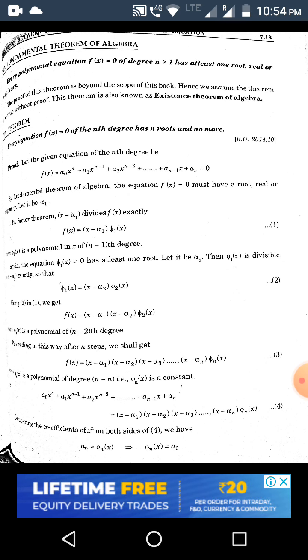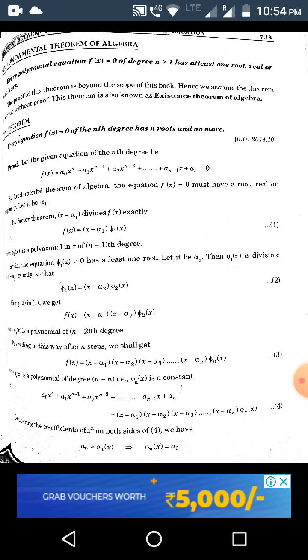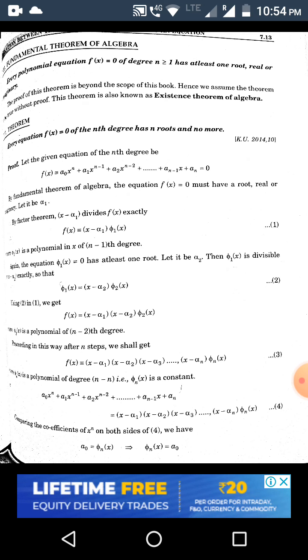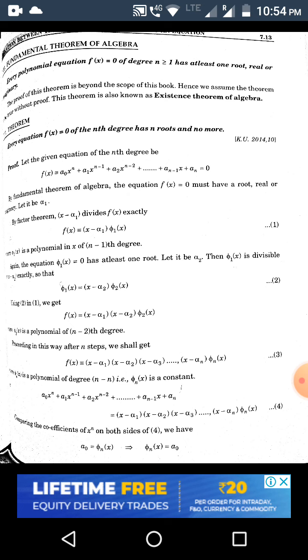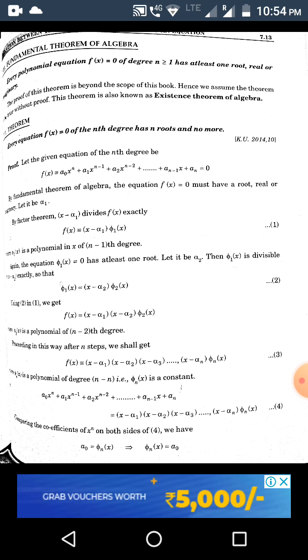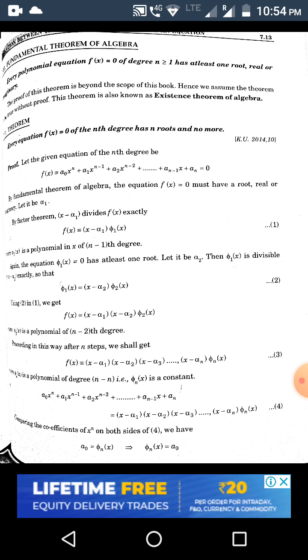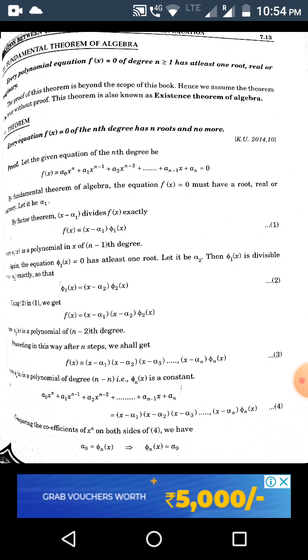Now phi 1(x) equal to 0 is an equation of degree n minus 1. Again, by applying the fundamental theorem, it has a root, say alpha 2. So phi 1(x) can be written as a multiple of x minus alpha 2. As alpha 2 is a root of phi 1, x minus alpha 2 divides phi 1, and phi 1 can be written as x minus alpha 2 into phi 2. Consider it as equation number 2, where phi 2 is a polynomial of degree n minus 2.